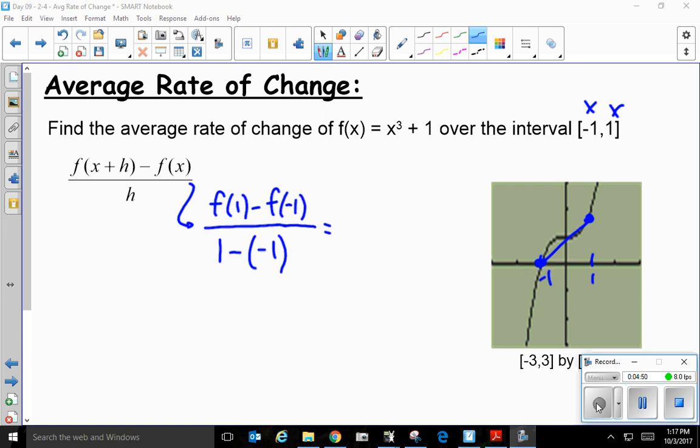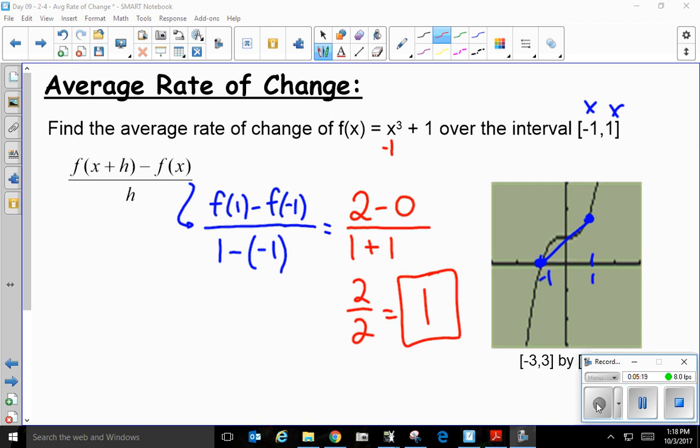So let's do all this. When I throw a 1 in here, 1 cubed plus 1. 1 cubed is 1, plus 1 is 2, right? So this will be 2 minus, okay, what happens when I cube a negative 1? It stays negative 1. What's negative 1 plus 1? All over, well, this ends up being 1 plus 1, so it's 2 over 2, which is 1.